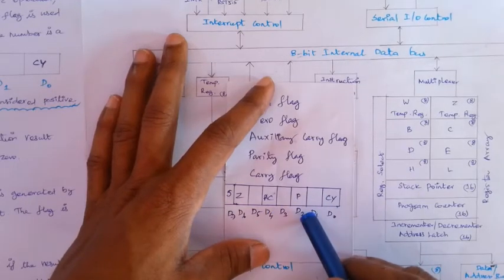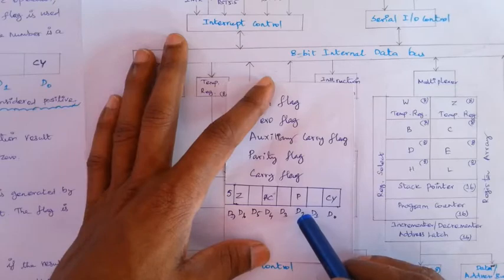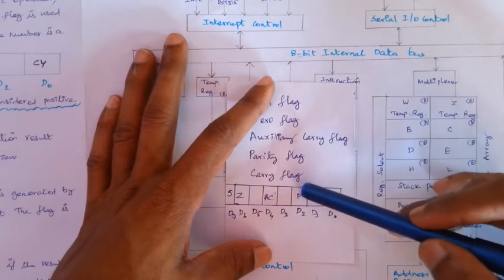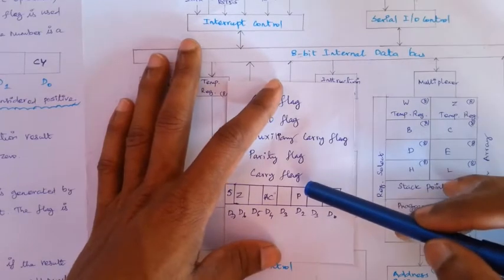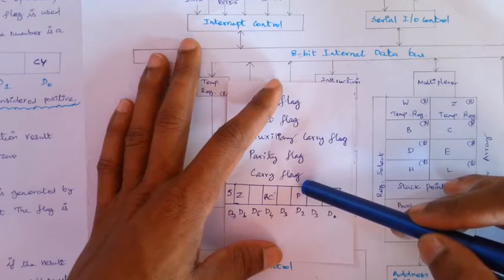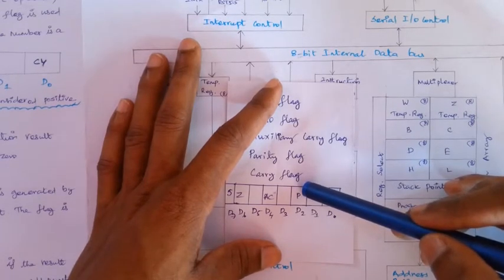Next one is parity flag. After an execution of arithmetic or logical operations, if the result has an even number of ones, the flag is set. Otherwise, if it has an odd number of ones, the flag is reset.